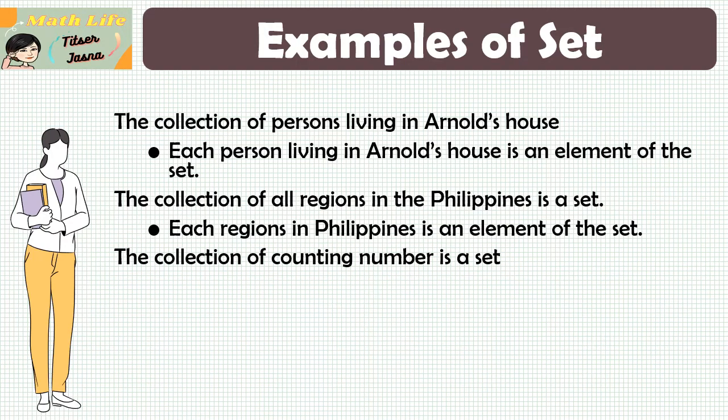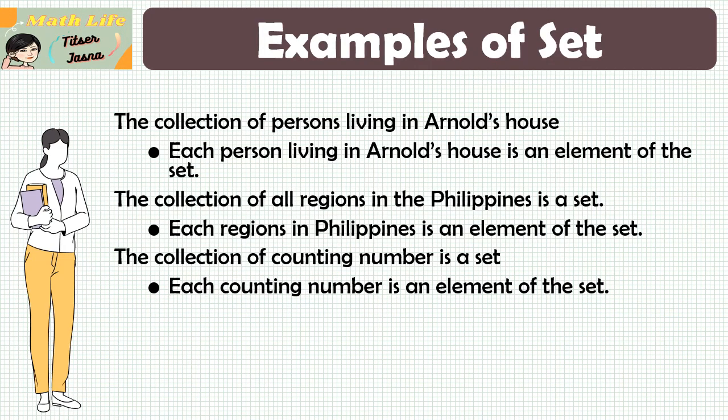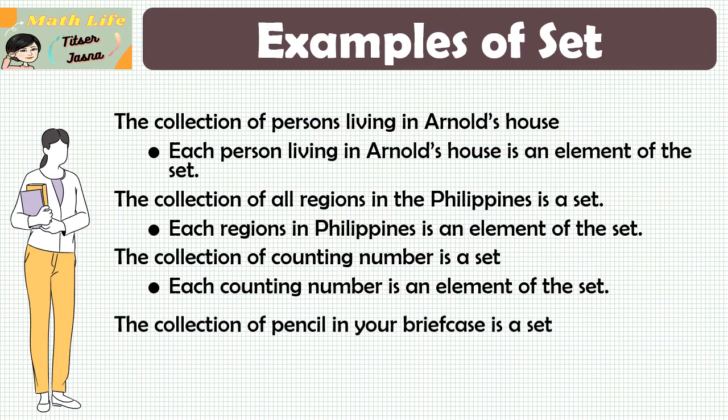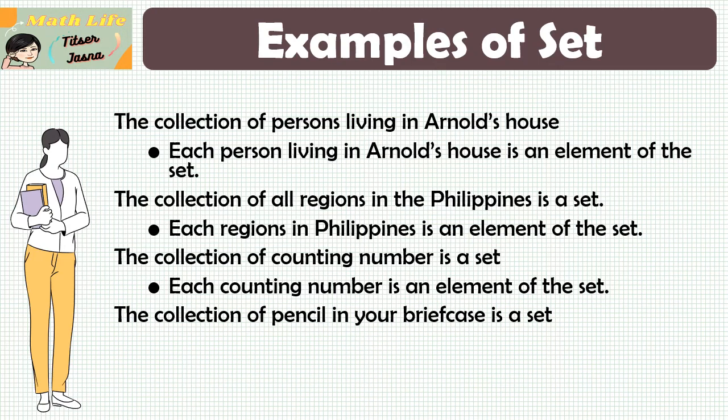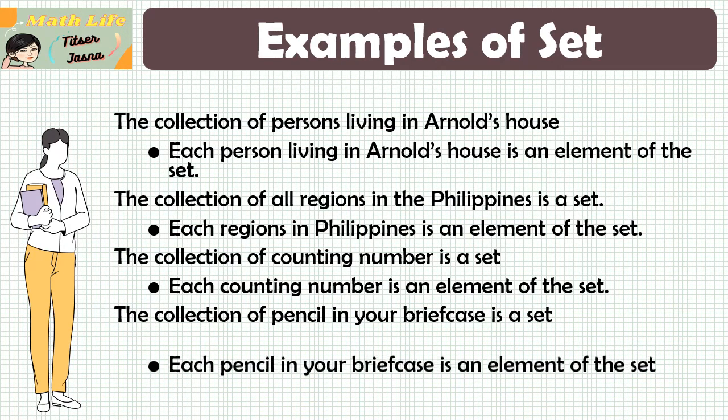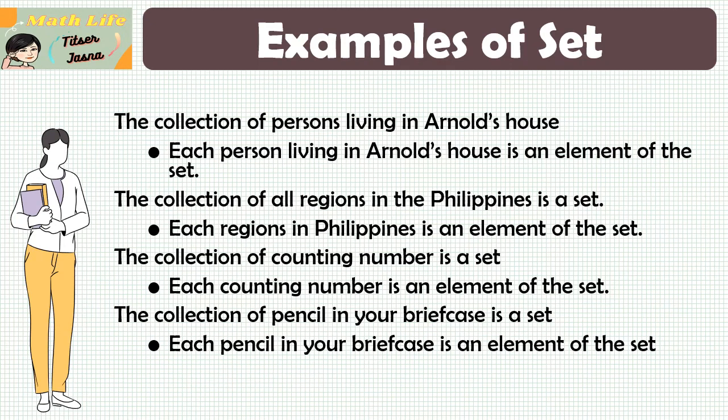Next, the collection of counting numbers is a set. Each counting number is an element of the set. So what are the elements of the set of counting numbers? Those are 1, 2, 3, 4, and so on. And last, the collection of pencils in your briefcase is a set. Each pencil in your briefcase is an element of the set.